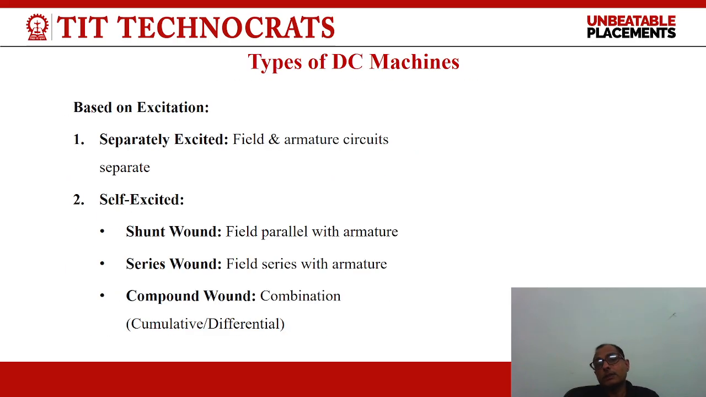Types of DC machines. The types of DC machine are mainly two types. Number one is separately excited, which means field and armature circuits are both separate in identity, whereas in self-excited, the armature circuit and field circuit are connected to each other. The self-excited machines are of three types. Shunt wound, in which the field winding is in parallel with the armature. In series wound, field windings are in series with the armature. Similarly, in compound wound, both series and parallel combinations are used.